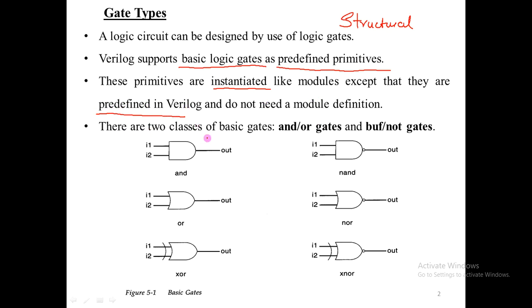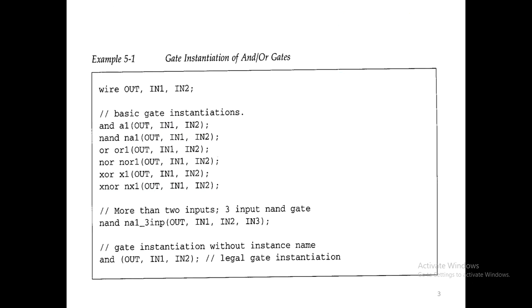Okay. So there are two classes of basic gates, AND/OR gates and buf/NOT gates. The extension of the AND gate is the NAND gate. The extension of the OR gate is the NOR gate. Using AND and OR gates, we can build XOR and XNOR gates. Hence we term all these as AND/OR types of Verilog constructs. We normally call them basic gates. No need to elaborate much on it because you are very well aware of all these things.